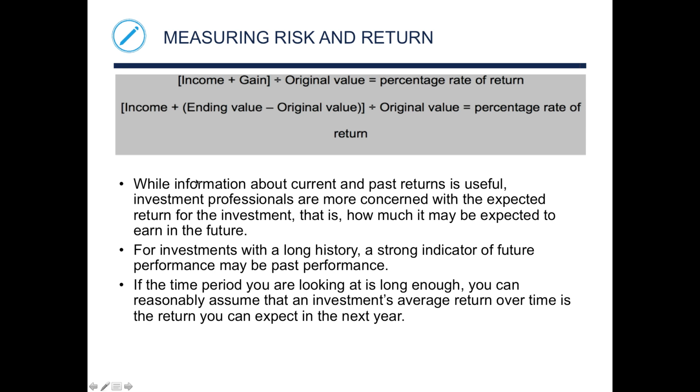Measuring risk and return. Income plus gain divided by original value equals percentage of the rate of return. Remember, we do parentheses first. Ending value minus original value plus income divided by original value equals a percentage of the rate of return. While information about current and past returns is useful, investment professionals are more concerned with the expected return for the investment, that is, how much it may be expected to earn in the future.